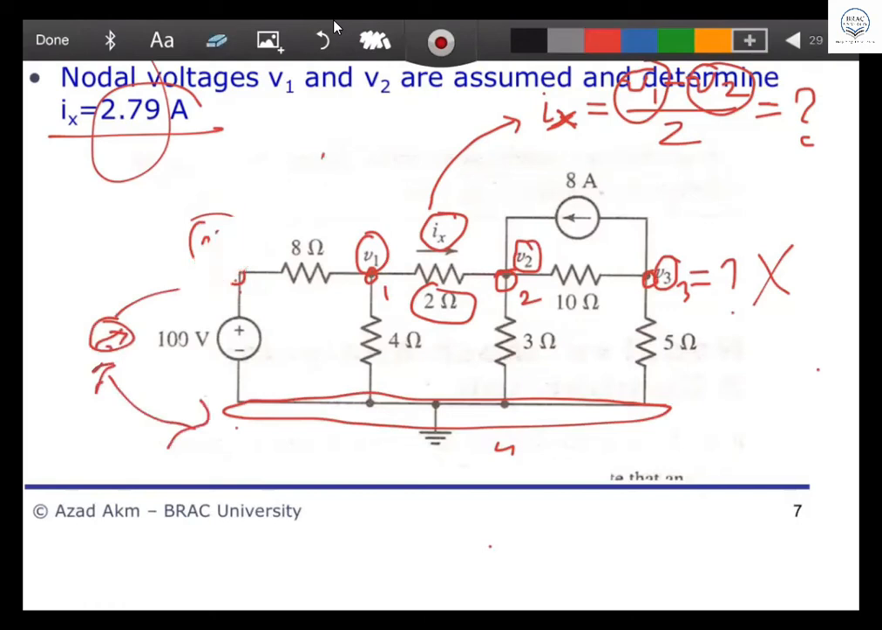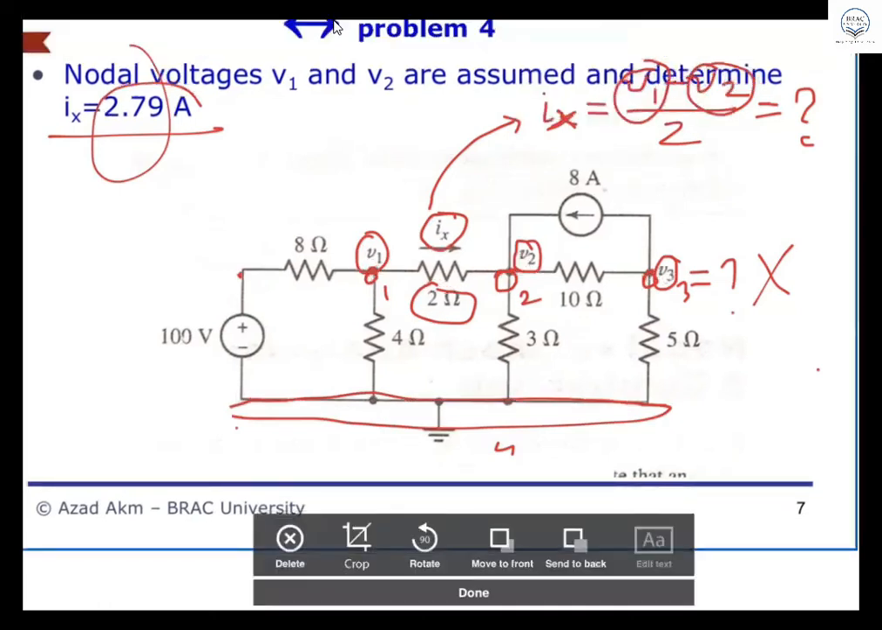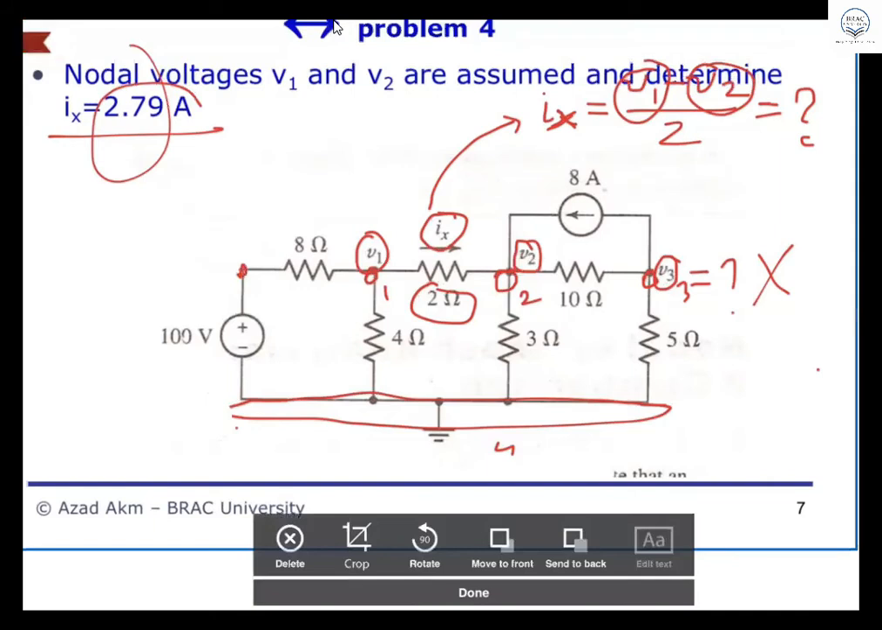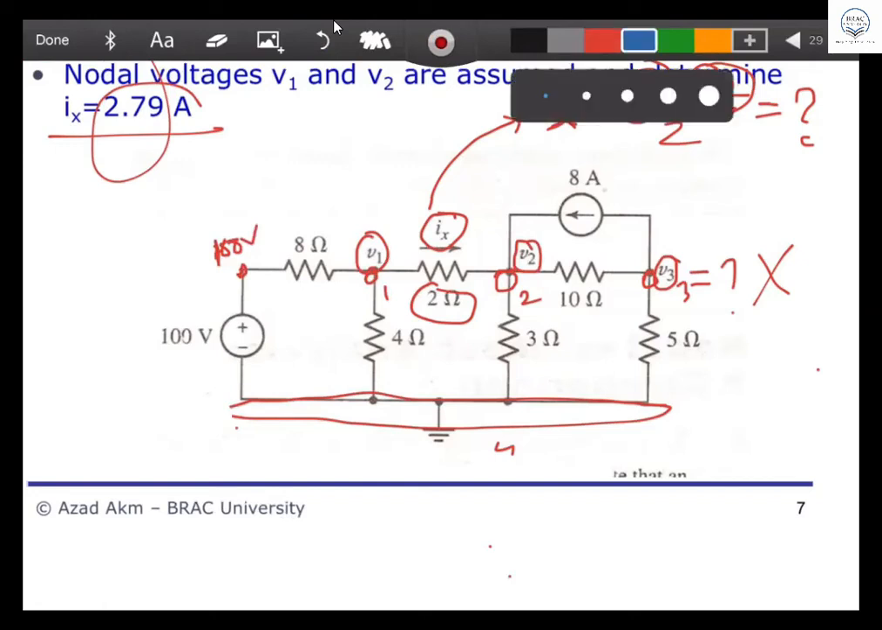So we are not worried about this point. One thing we can say at this point: the voltage is 100 volt, full stop. The node voltage here, there's a voltage source of 100 volt, full stop. Now, in this case, we can consider this node first.